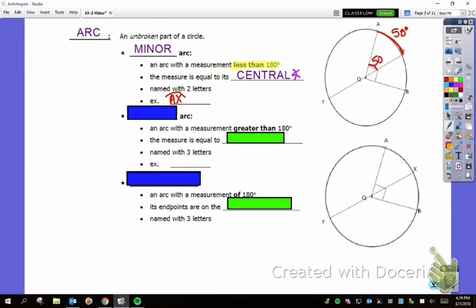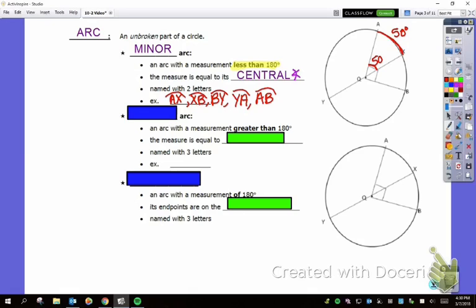Now we do name our minor arcs with 2 letters, so we've got AX. Let's give some other examples. We've got XB. We could have B to Y. We could have Y to A. And we could have A to B. So those are all types of minor arcs.